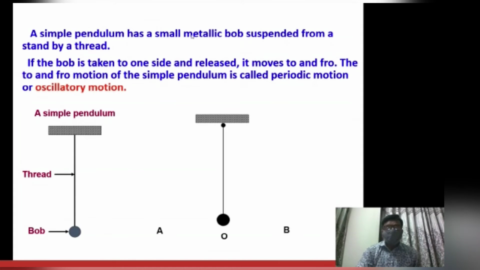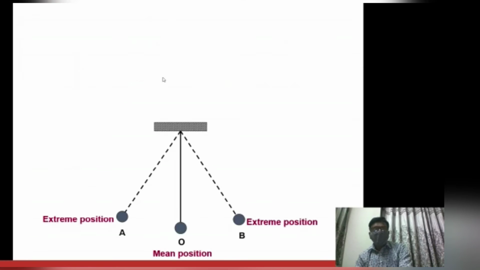See here, module 3. A simple pendulum has a small metallic bob. It is the bob, thread. It is attached to a support. Now, if we have taken the bob to one side and released it, it moves to and fro. The to and fro motion of the simple pendulum is called periodic motion or oscillatory motion. See here, it is the mean position. These are the extreme position A, extreme position B.